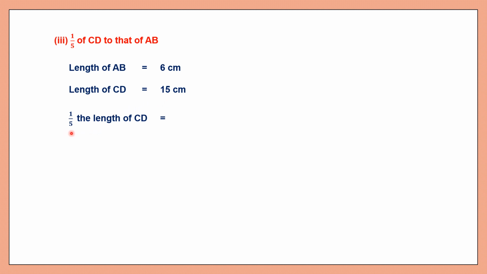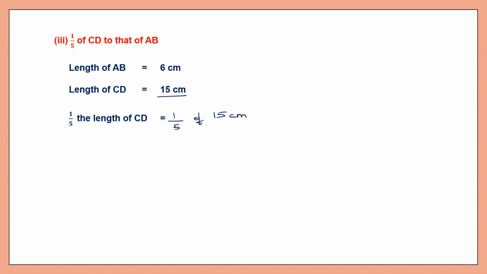Question 3. Here we have to find the fraction of 1 by 5 of CD to that of AB. So what is given to us? Length of AB is given to us 6 centimeters. Length of CD is given to us 15 centimeters. Now we have to find 1/5 the length of CD. So let's do that. So that will be 1 by 5 of CD. And how much is CD? CD is 15 centimeters. So 15 centimeters.